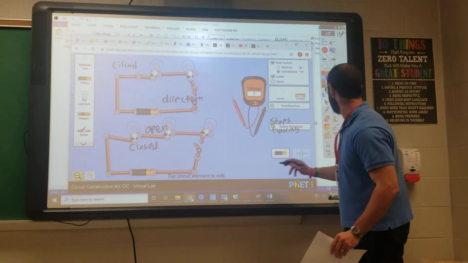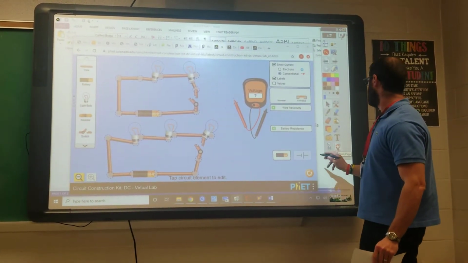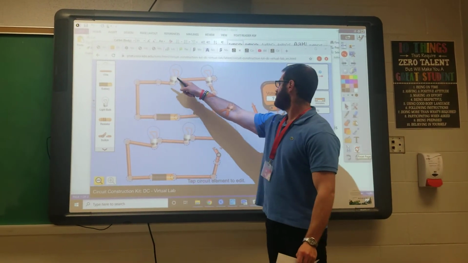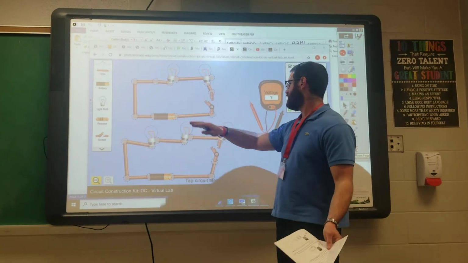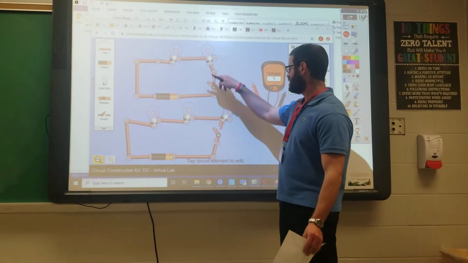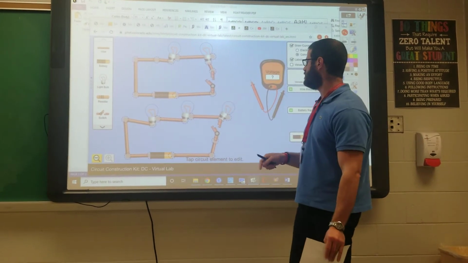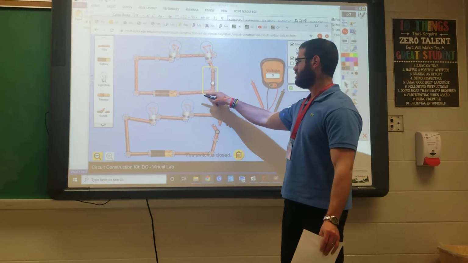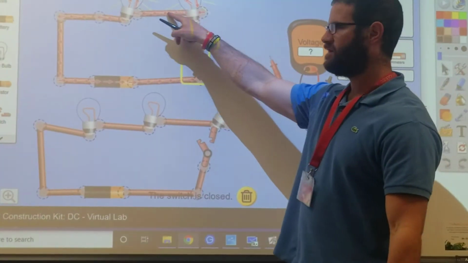Just think of a little animation here real quick. Notice in the circuit here, we've got a couple light bulbs. They're not lit up. Why are they not lit up? The circuit is open. There's not a complete path for the charge to flow. But if I close the circuit, now we can see there is current flowing through the circuit from positive to negative, like we talked about.